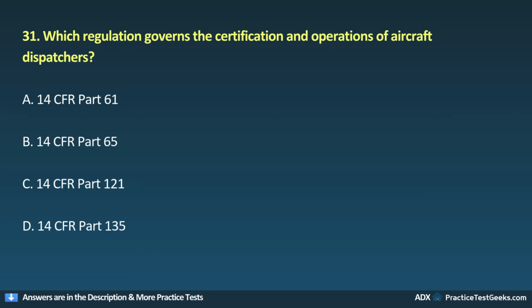31. Which regulation governs the certification and operations of aircraft dispatchers? A. 14 CFR Part 61. B. 14 CFR Part 65. C. 14 CFR Part 21. D. 14 CFR Part 135.